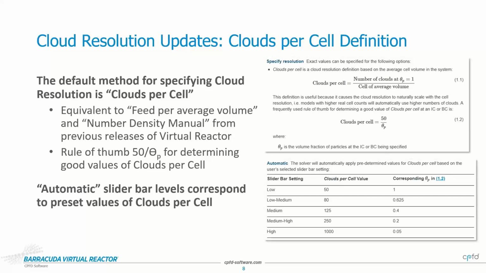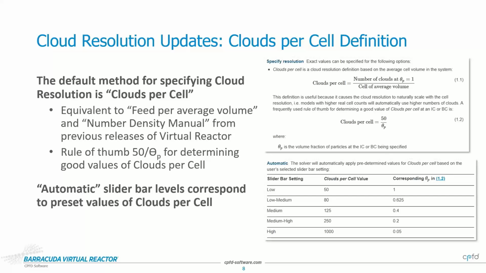It had the names feed per average volume and number density manual, but in the hopes of making our terminology more consistent and intuitive, we've retired those older names and they have been replaced with just, more simply, clouds per cell. A nice benefit of the clouds per cell definition is that we can continue to use the 50 divided by theta p rule of thumb for determining good values of cloud resolution in many cases. This heuristic has been recommended by CPFD for many years when setting cloud resolution for BCs, and it can now also be used for ICs in exactly the same way.